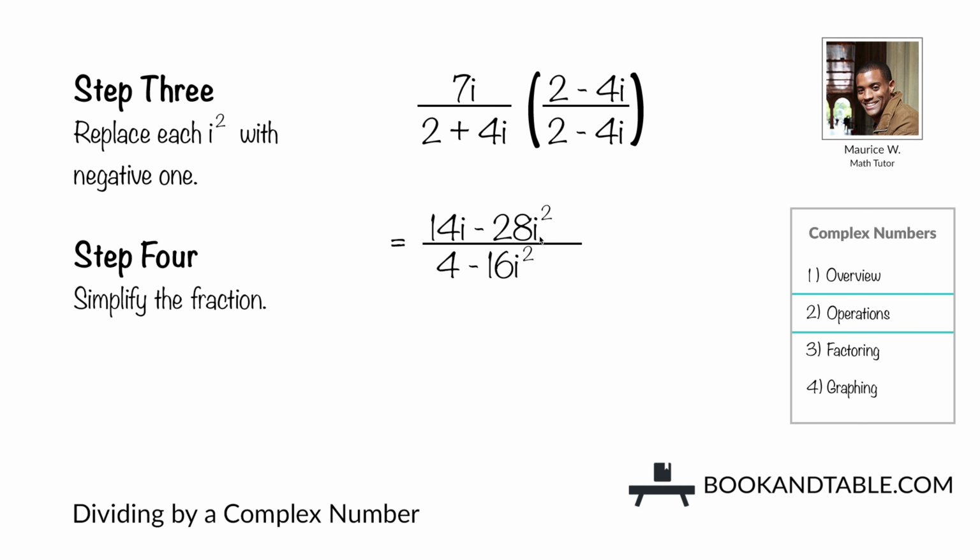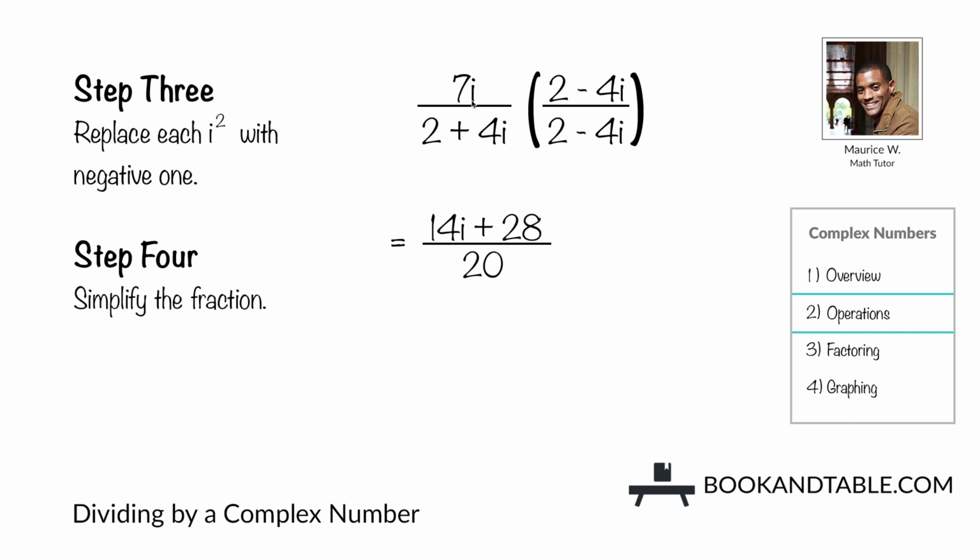So the next step, we want to replace each i squared with negative 1, giving us negative 28 times negative 1, which is positive 28, and negative 16 times negative 1, which is positive 16. And we can add 4 to 16 to give us 20. So after we multiply 7i divided by 2 plus 4i times 2 minus 4i over 2 minus 4i, we wind up with 14i plus 28 over 20.